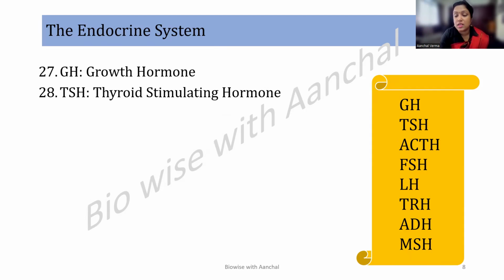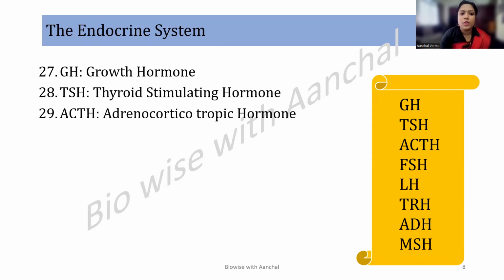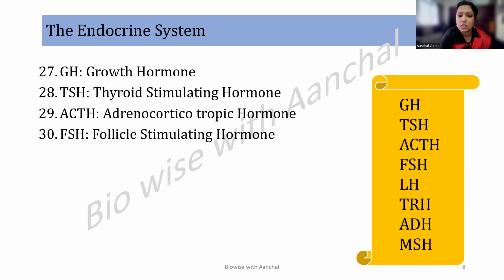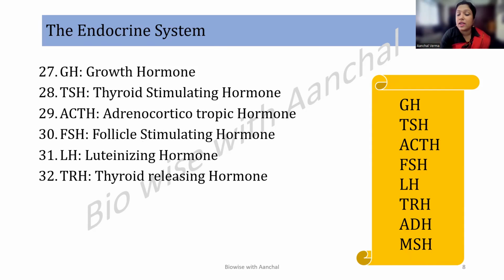Which gland synthesizes growth hormone, thyroid stimulating hormone, ACTH hormone, FSH, LH, then TRH. Which gland synthesizes all these? 29, that is adrenocorticotropic hormone. FSH is follicle stimulating hormone. LH is luteinizing hormone. TRH is thyroid releasing hormone.